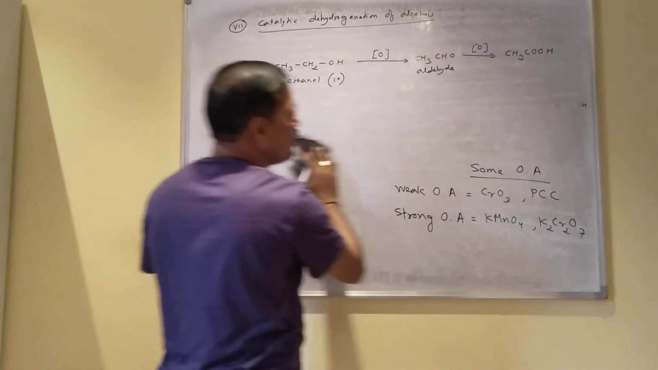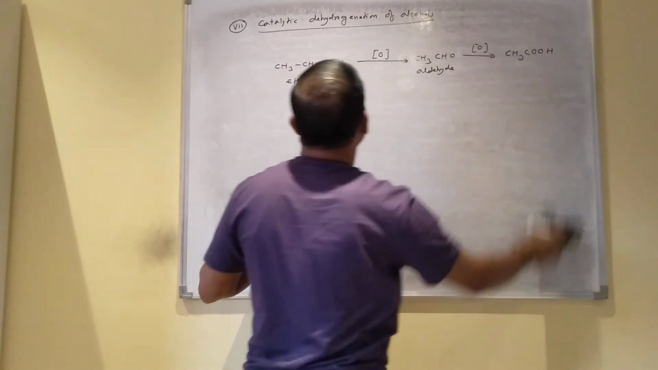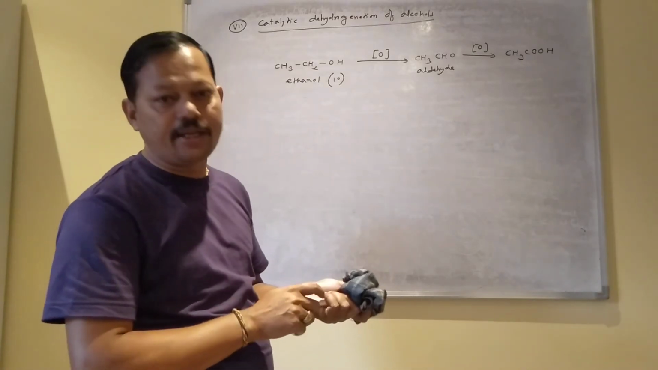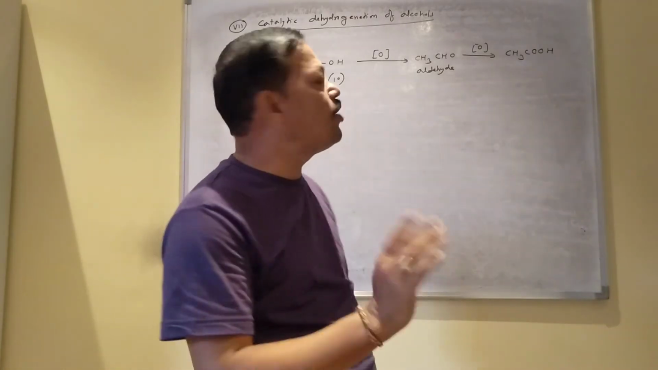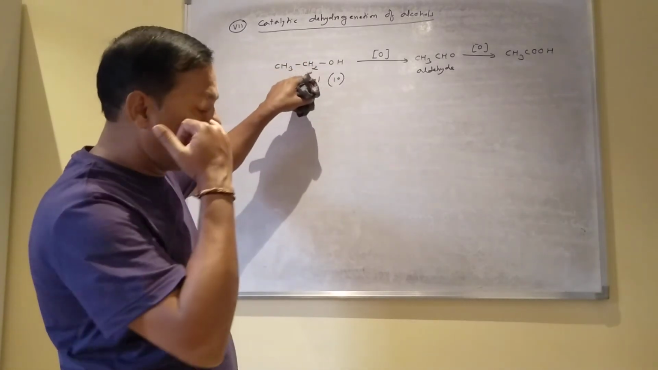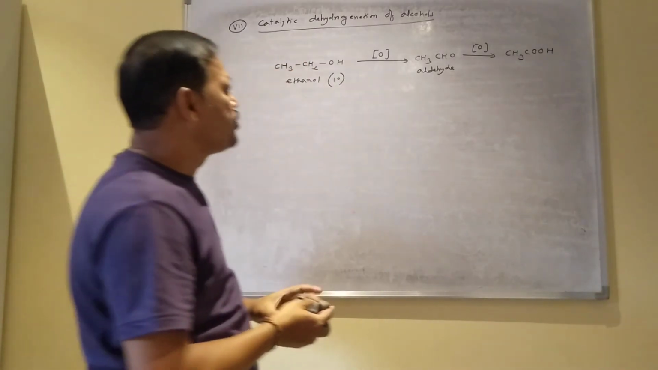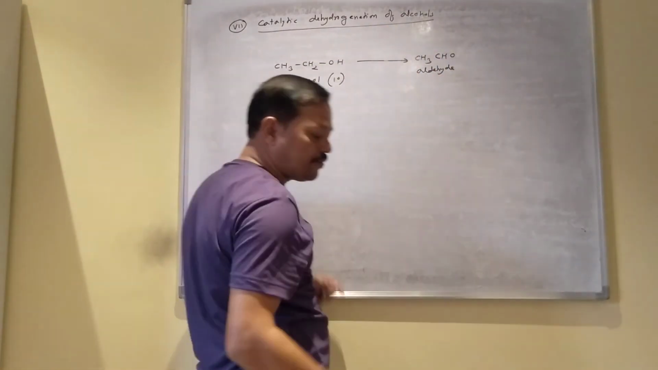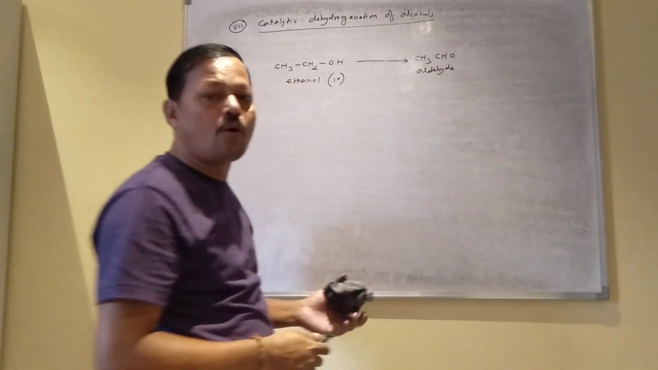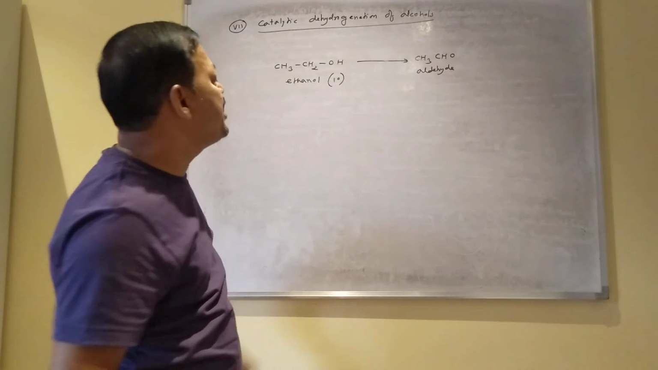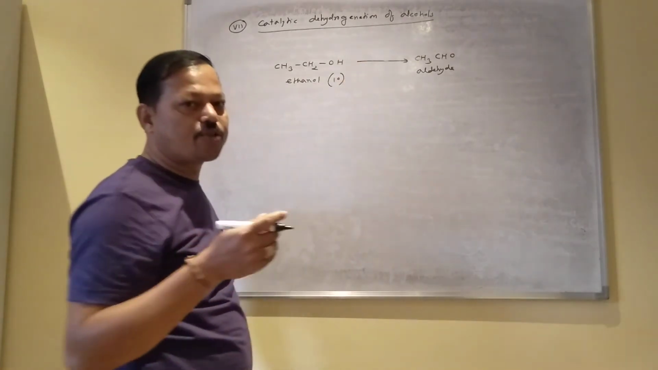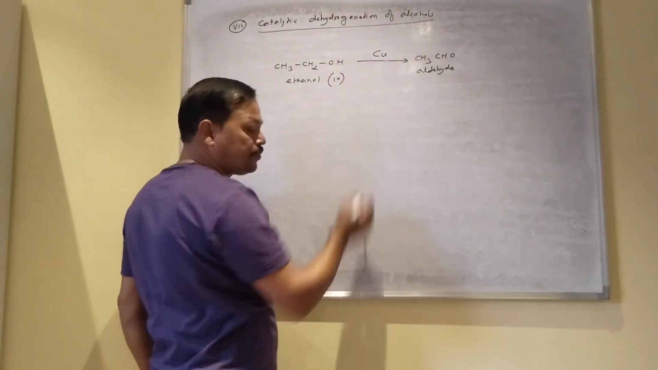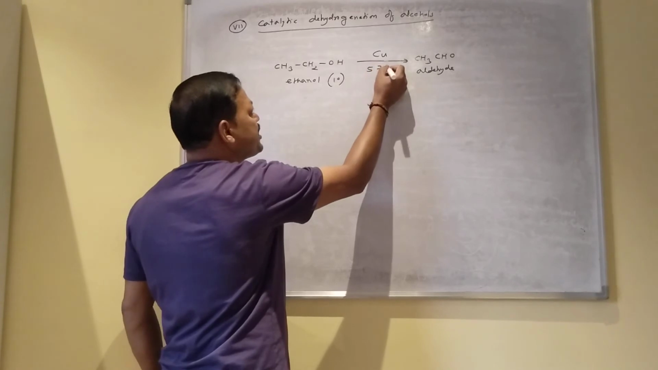So now, catalytic dehydrogenation of alcohol. Hydrogenation means addition of hydrogen. Dehydrogenation means removal of hydrogen. I mean you have to remove hydrogen from the alcohol. So it is also like oxidation; the only difference is that in oxidation we use an oxidizing agent, and in catalytic dehydrogenation you have to use a catalyst which can remove the hydrogen. One dehydrogenating agent is copper, and you have to apply heat also, 573 Kelvin.